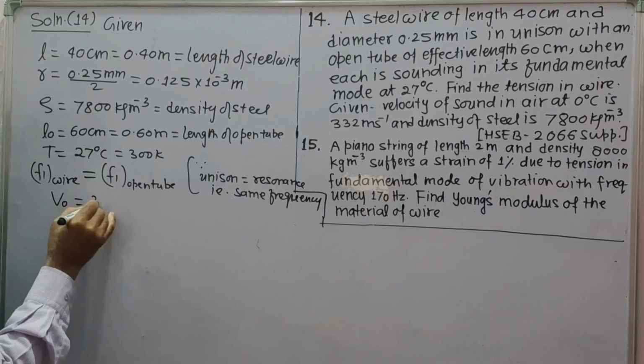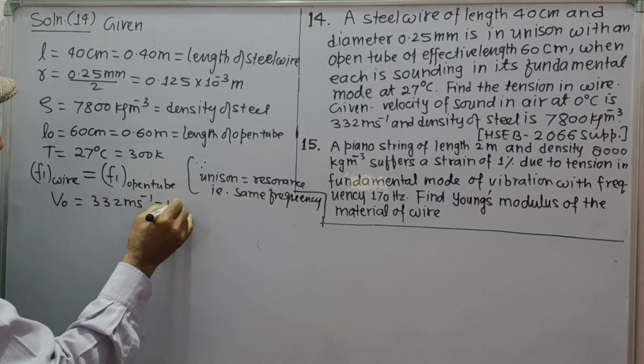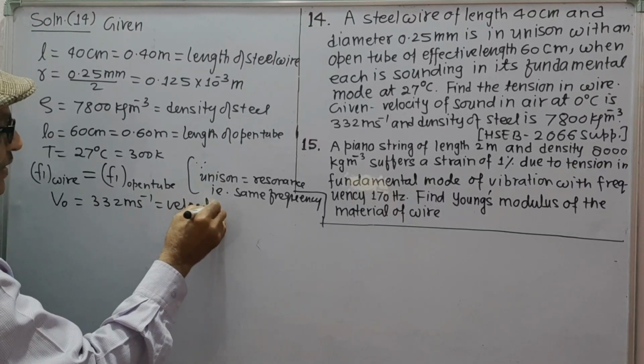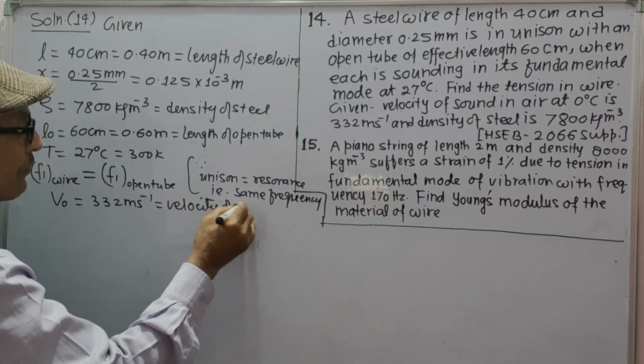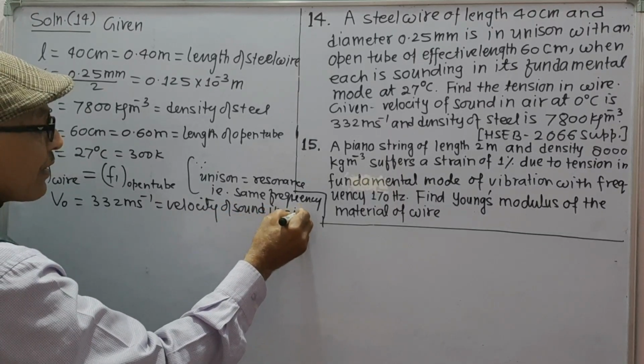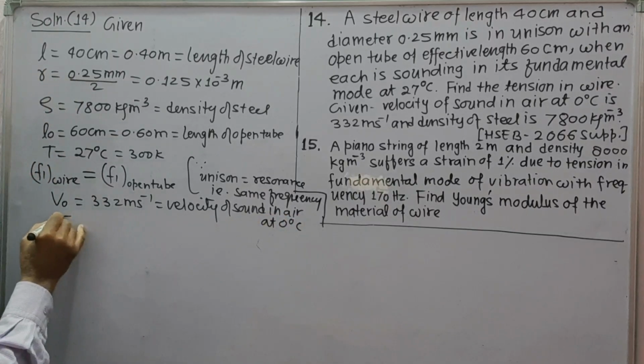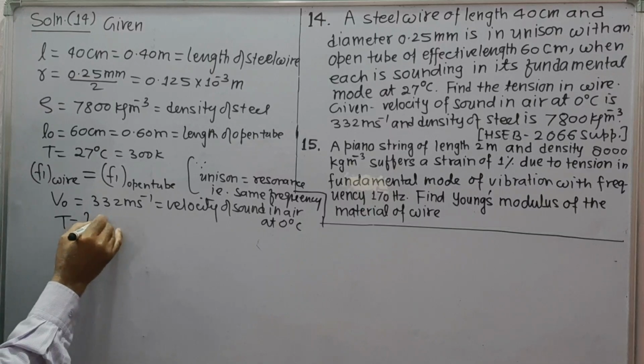V0 is equal to 332 meter per second. This is the velocity of sound in air at 0 degrees Celsius. We have to find the tension in the string.